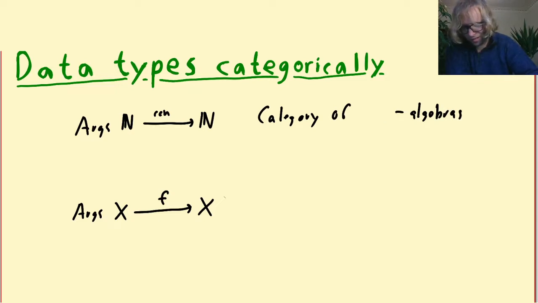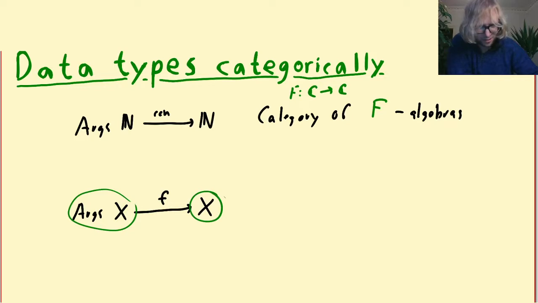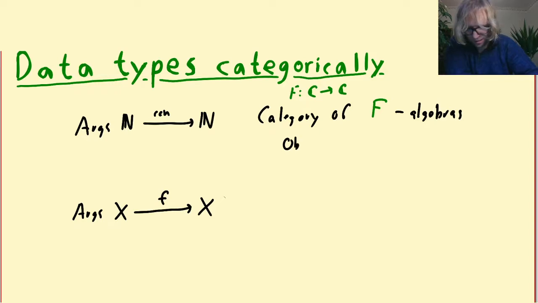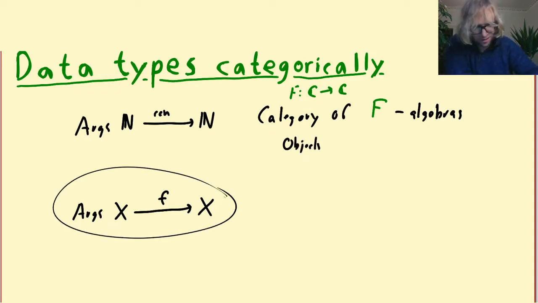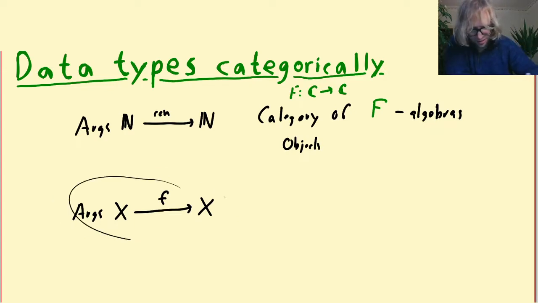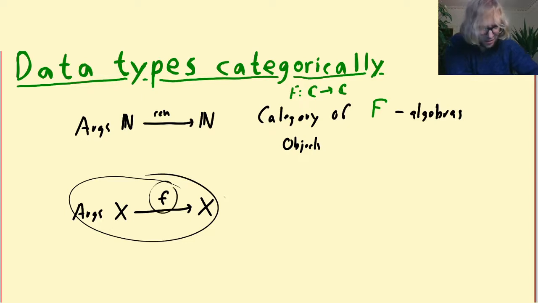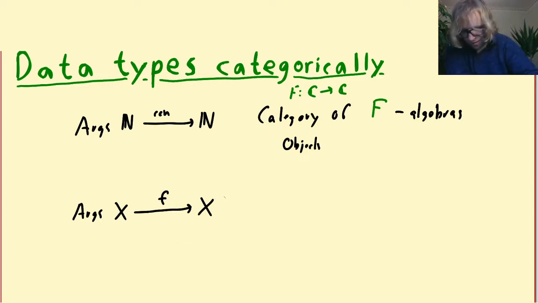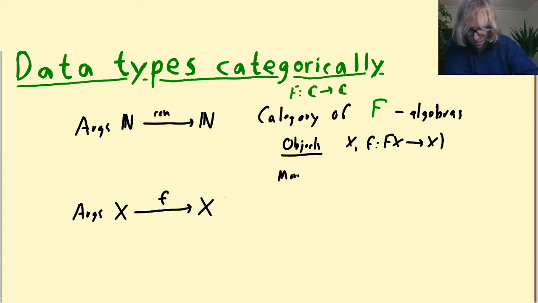And there's nothing special about this args functor, of course. So if I have any functor F from C to C, so it has to be on the same category because I want to have this object and this object in the same category, right? So it can't be a general functor from C to D. But if I have any functor from C to C, then I can look at the category of F-algebras. And the objects here are exactly one of these. So it's a choice of an X and then a so-called constructor f from F X to X. And what are the morphisms?